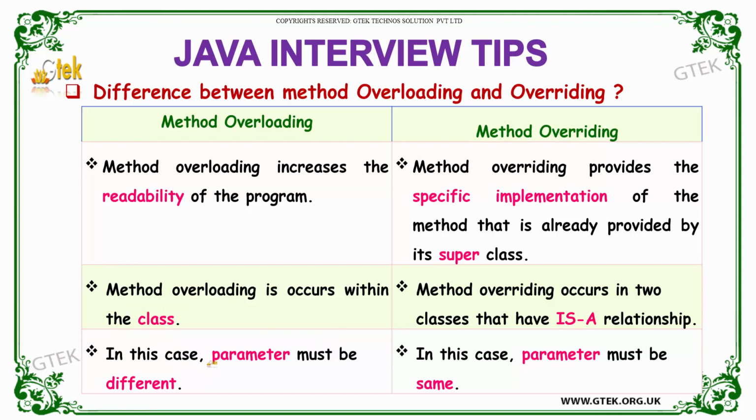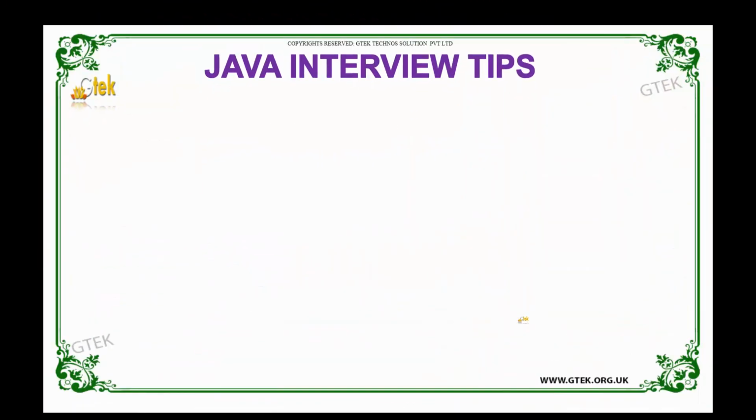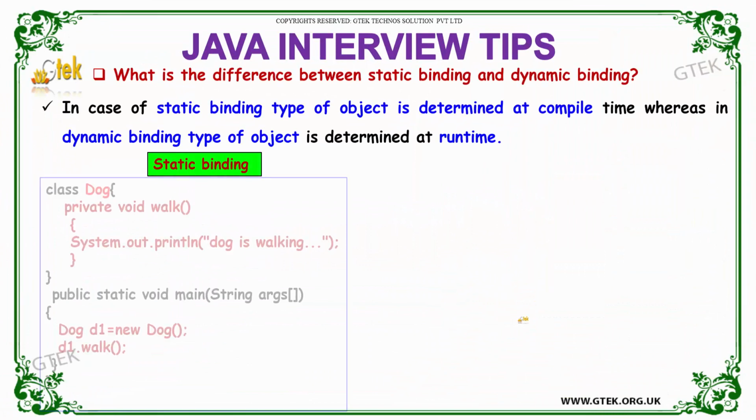In method overloading, the parameters must be different, whereas in method overriding, the parameters must be the same. So this makes method overloading different from method overriding. So these are the points that make both different. Let us move on to our next question.